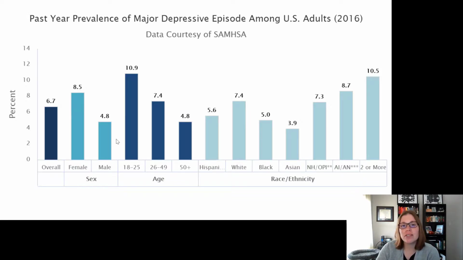Females are more likely than males to develop depression. You also see that the riskiest time for developing depression is sometime in the late teenager to early adulthood years. So being a young adult, you're more at risk compared to older adults. And you see that depression does vary by race and ethnicity. I think one of the things to note here is that if you are an individual that identifies as 2 or more ethnicities, that puts you at the highest risk.